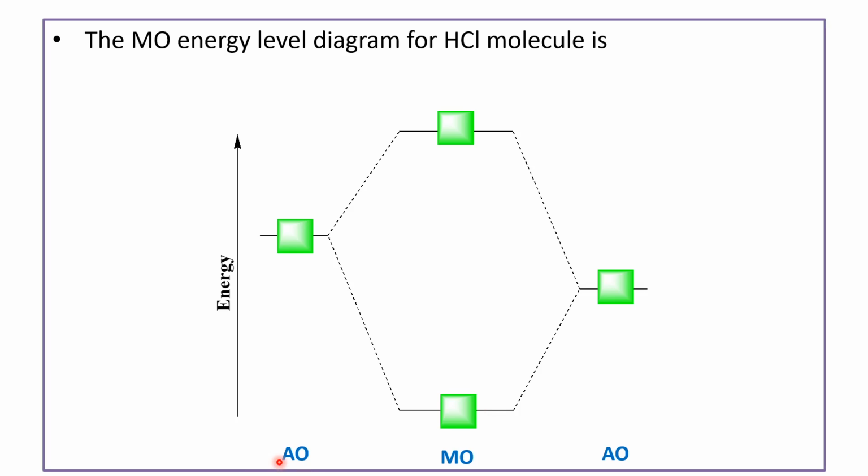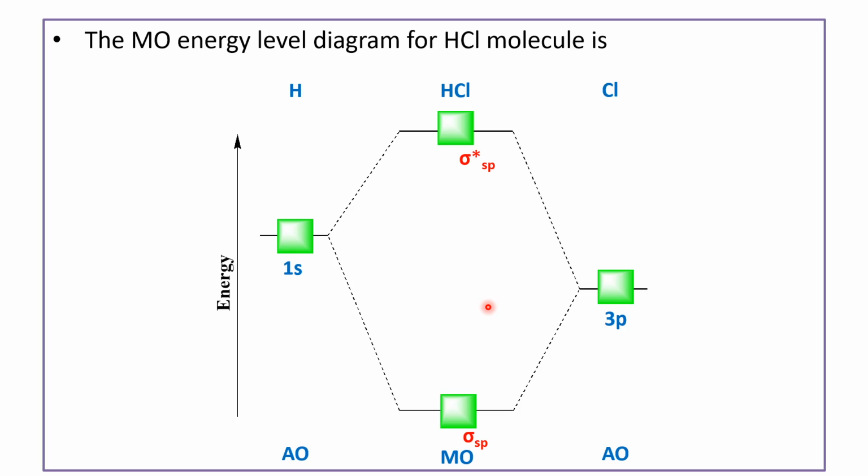Then the first atomic orbital is for the hydrogen atom, which is named as 1s, whereas the second atomic orbital is for the chlorine atom, which is named as 3p, and here it is named as the 3px. Then the molecular orbitals are for the HCl molecule. The lower, bonding, is the sigma sp, and the upper, the anti-bonding, is the sigma asterisk sp.